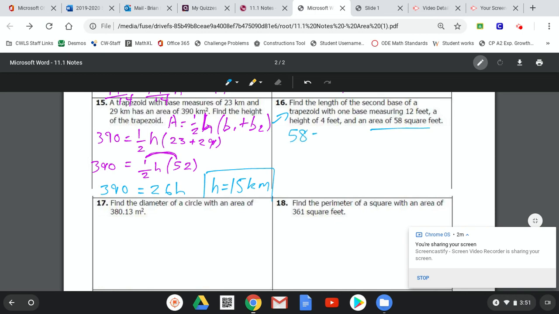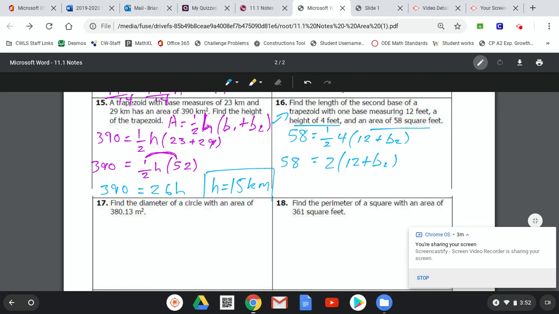So 58 equals, and then we have 1/2 times our height. So it tells us a height of 4 feet. So 1/2 times 4. And then we multiply by base 1 plus base 2. However, we're trying to find the length of the second base, where it tells us our first base is 12 plus our other base, base 2. We don't know what it is, so we leave it as a variable. So for this one, we can do 4 times 1/2, or 4 divided by 2. That just gives us 2. 2 times 12 plus base 2 equals 58.